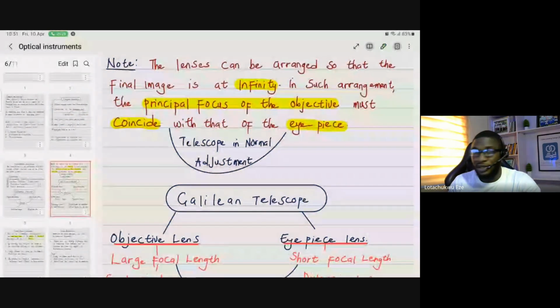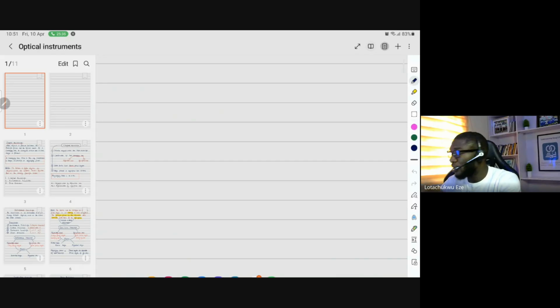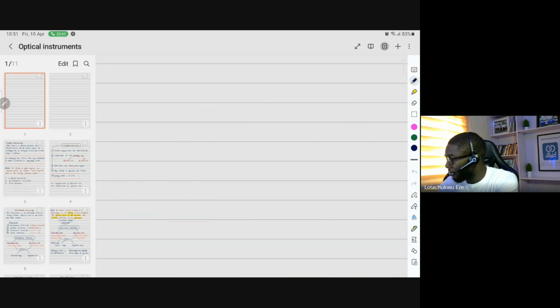All right. Makes sense. So now, welcome to class, everyone. Welcome, welcome, welcome. So today we'll be looking at optical instruments. We're going to look at the simple microscope, and we'll see how it works and the principles.